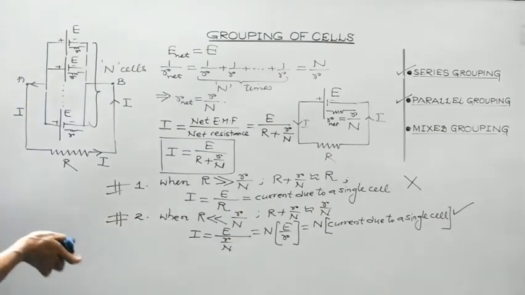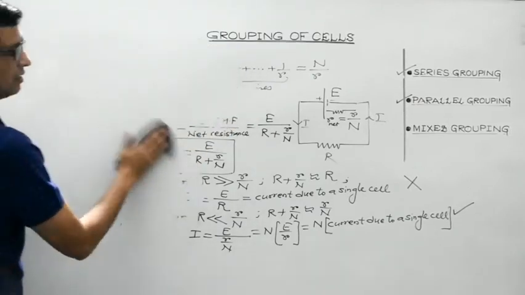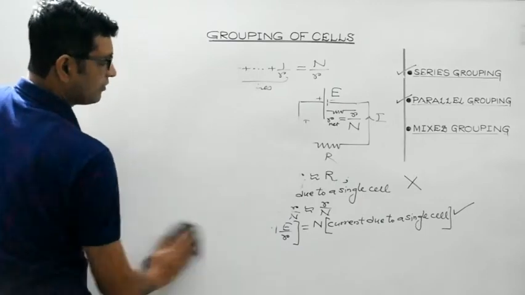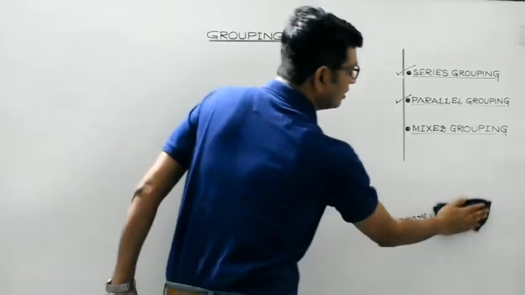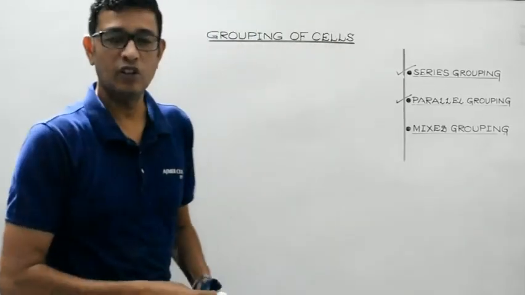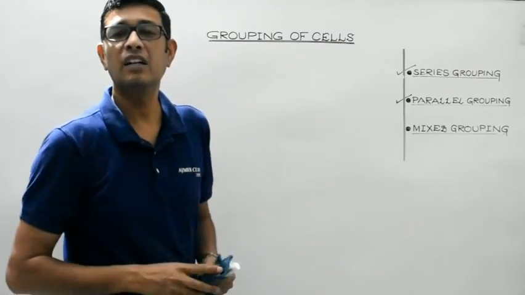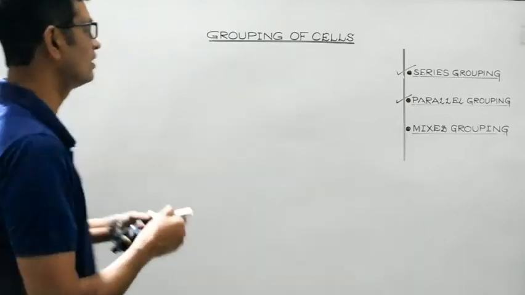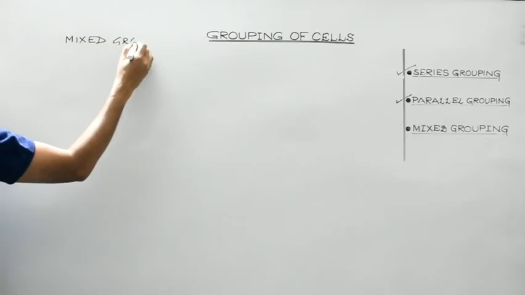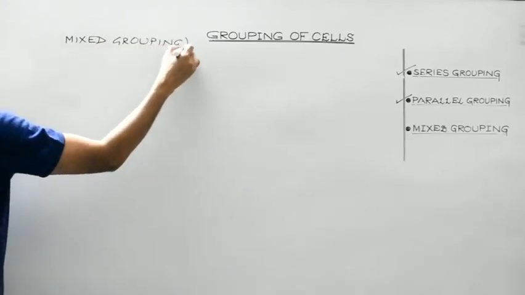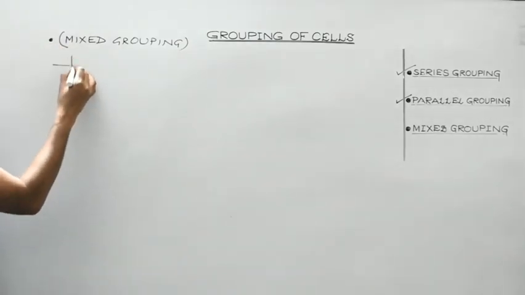In the mixed grouping of cells, students, what we will do is consider again n identical cells, each cell of EMF capital E having internal resistance small r. But here, we will consider the case of rows and columns, because some of the cells are connected in series and some of them are connected in parallel. So we are dealing with the mixed grouping, meaning series as well as parallel grouping, right? So let's consider this case.